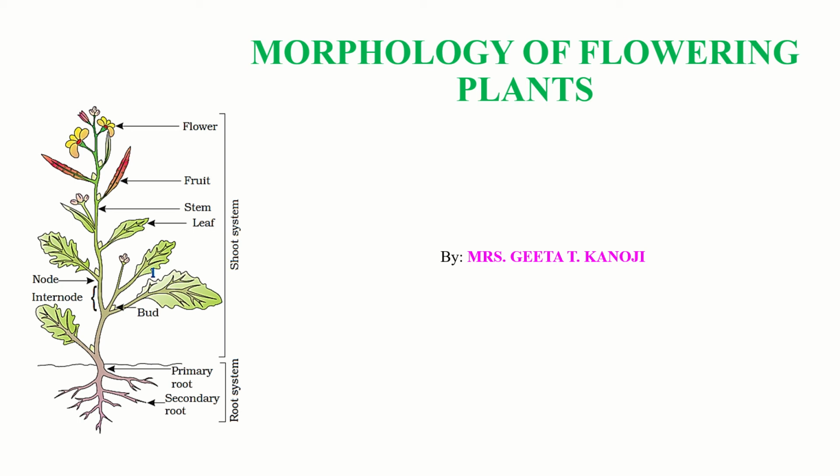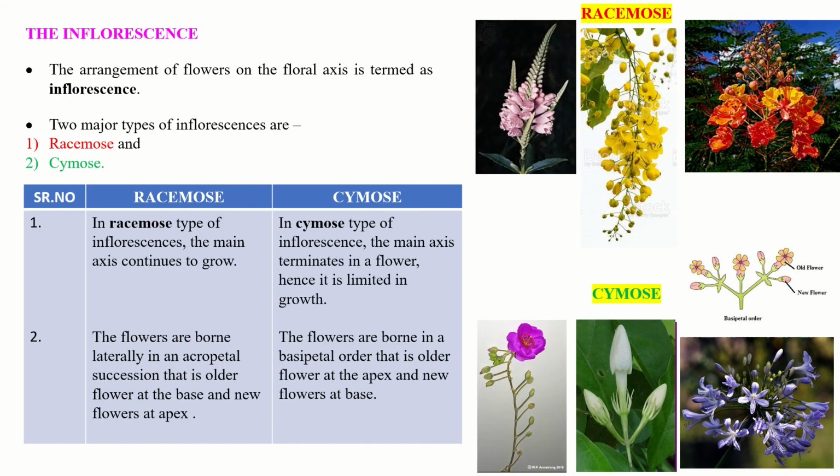In last class, we studied the morphology of flowering plants, and what the term morphology means. Morphology is the study of external features of plants. Then we studied inflorescence. Inflorescence is the arrangement of flowers on the floral axis, and the two types of inflorescence are racemose and cymose, and their examples. So these are the racemose and these are the cymose inflorescence.